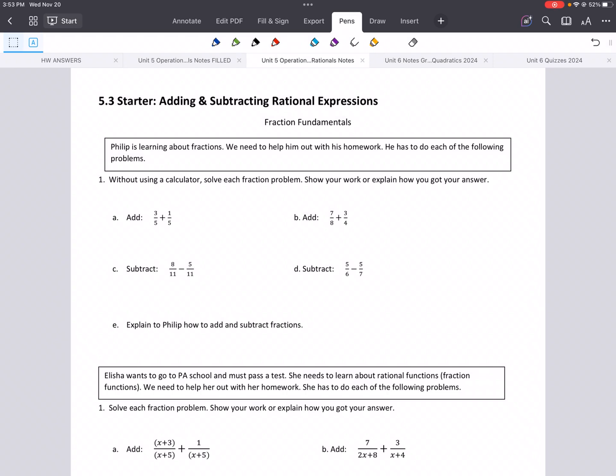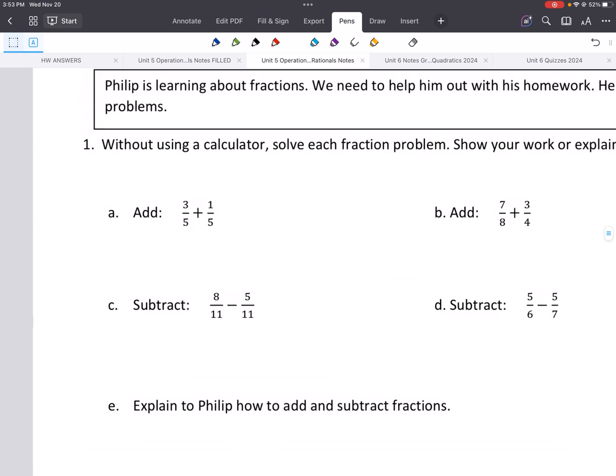Hey everybody, this is 5.3. We're going to be talking about adding and subtracting rational expressions. So let's do a quick review of adding fractions.